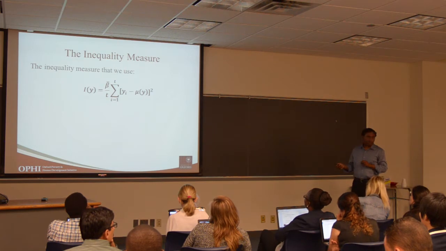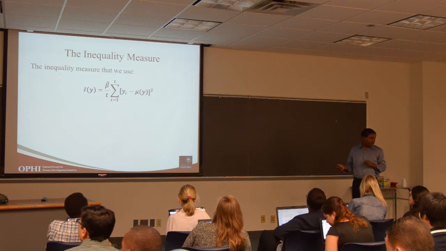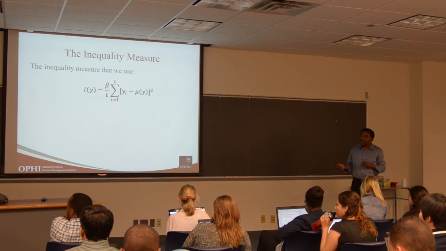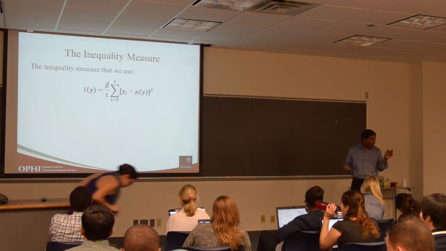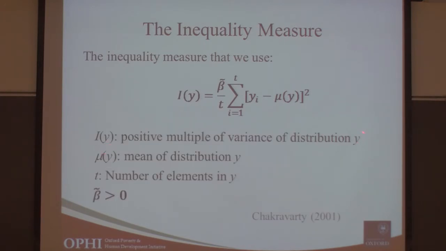So this is a very simple measure, everyone knows. Beta is a normalization factor. You can adjust its value so that the overall limit lies between 0 and 1. So it is called a positive multiple of the variance of the distribution, so beta tilde has to be positive. There was a paper by Shorrocks, who proved this particular theorem, but of course he doesn't discuss the between-group independence property that I just mentioned.